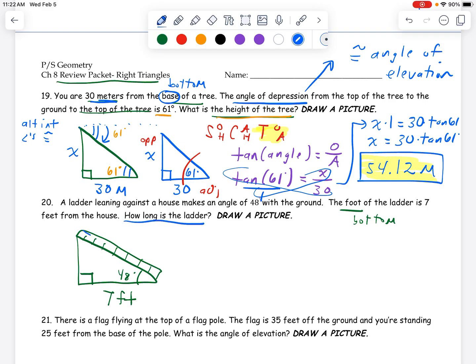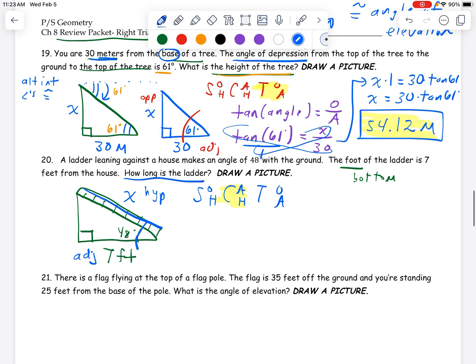Remember that the ladder is leaning against the wall. So the hypotenuse is the x this time. If we're basing on the angle of 48, what we have this time is the adjacent side and the hypotenuse. If you consider SOHCAHTOA as a way to remember the trig functions, this time I have adjacent and hypotenuse, which is cosine. So cosine of my angle is the same as adjacent over hypotenuse. That is my basis equation. So that would be cosine of 48 degrees equals 7 over x this time.